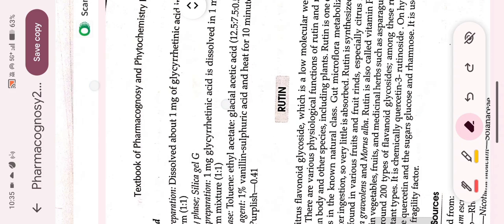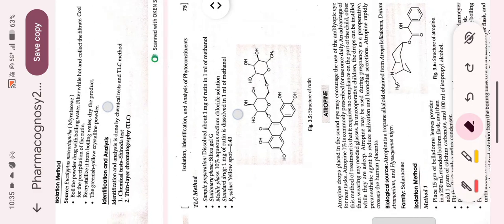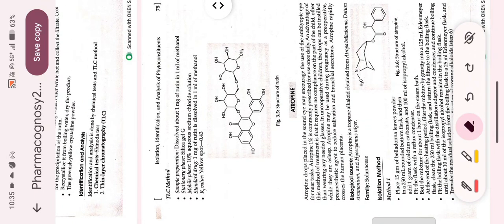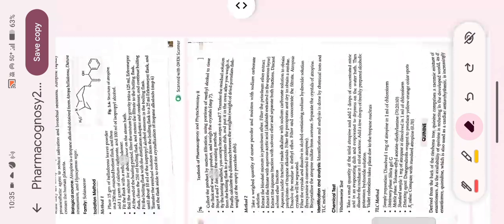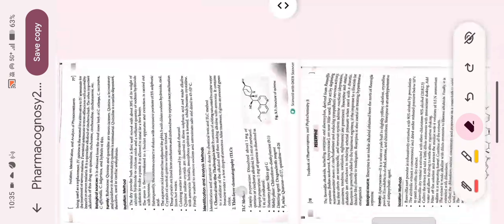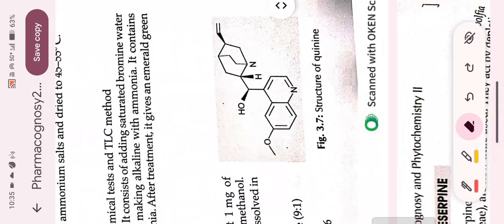Yeah, I am done. I got glycyrrhetinic acid, everything I got. We have completed menthol, citral, artemisinin, glycyrrhetinic acid, rutin, atropine. We have learned 6 structures. We are left with 5 structures. Those are, I guess, easy.